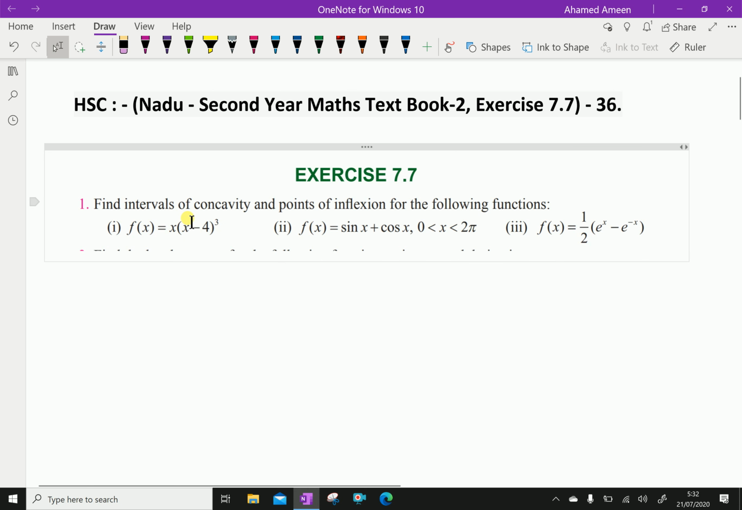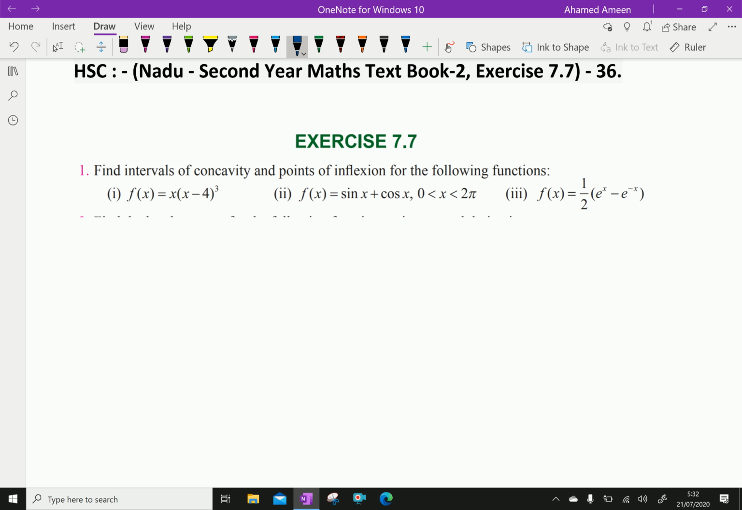Find intervals of concavity and point of inflection for the following function. Question number 2. f of x equals sin x plus cos x, where x is greater than 0 and lesser than 2 pi. Here the function f of x equals sin x plus cos x, where x is greater than 0 and lesser than 2 pi.